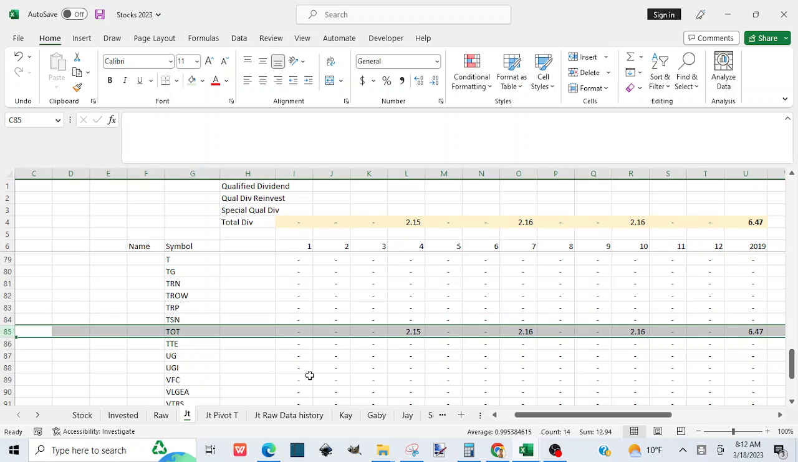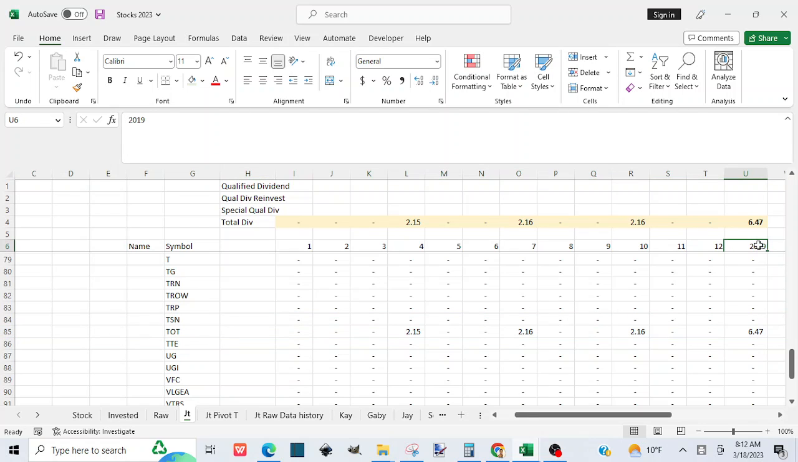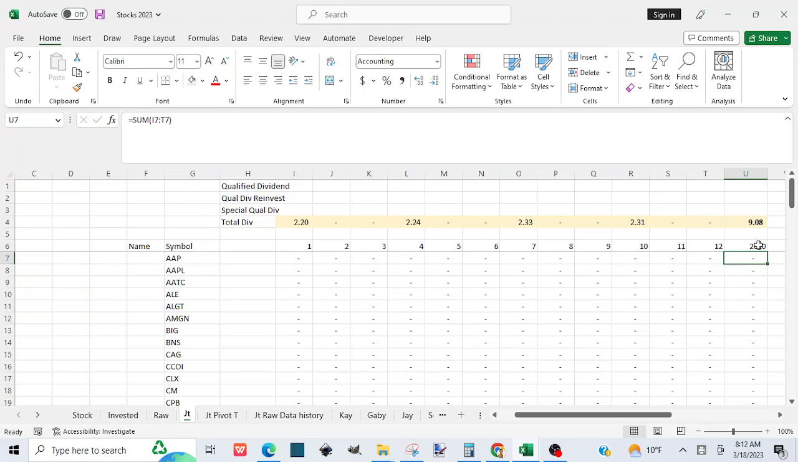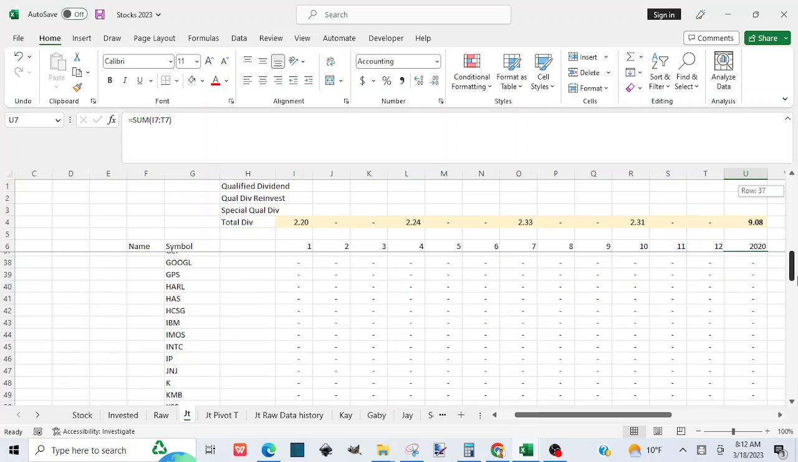And that's Toro. So in 2020, that's $9, and it could be from the same company as well.